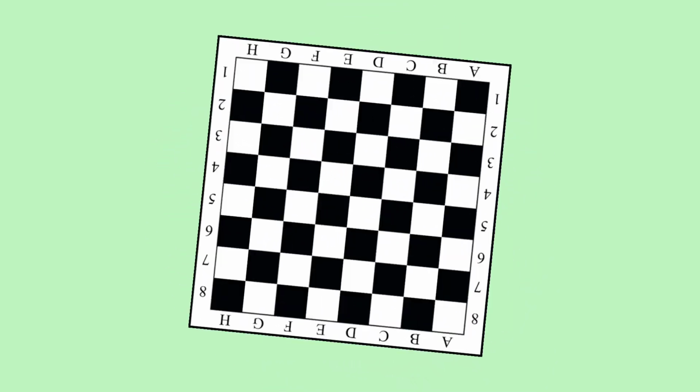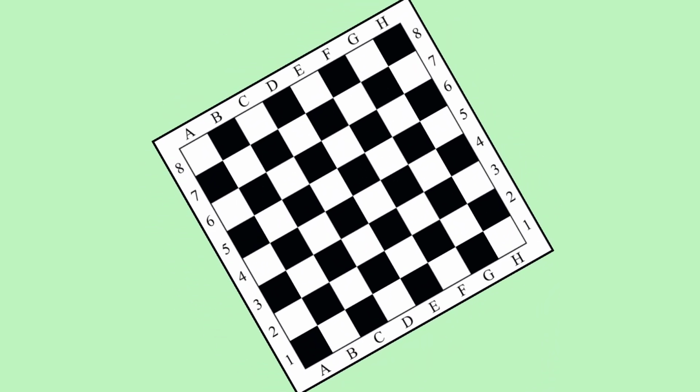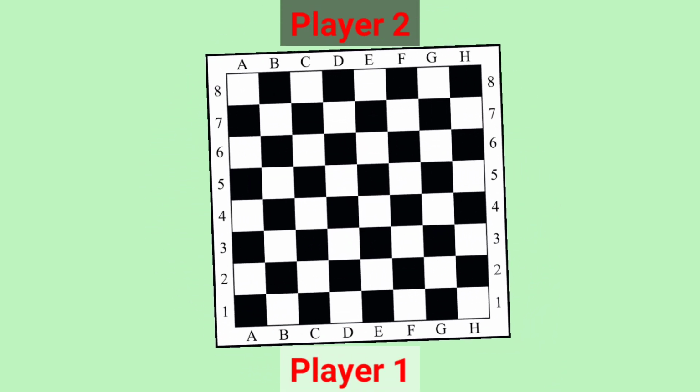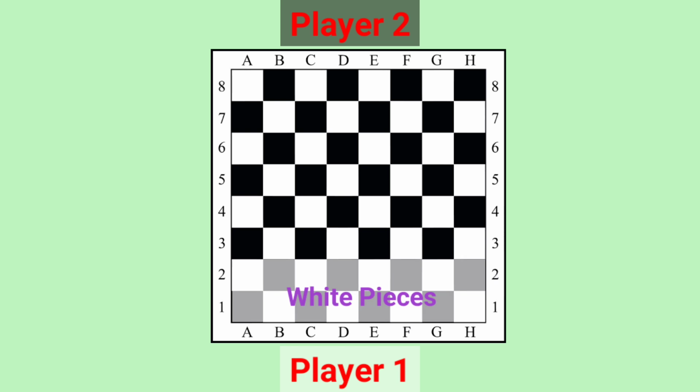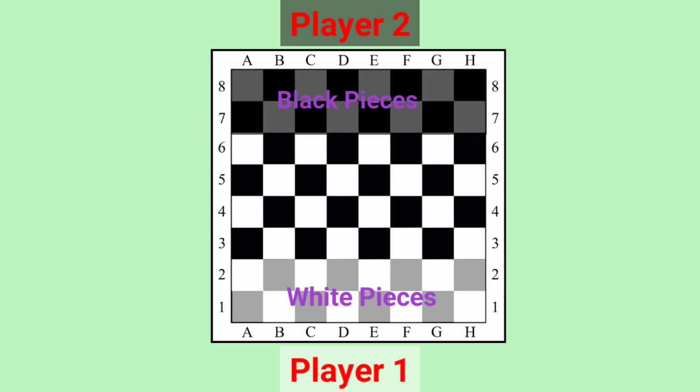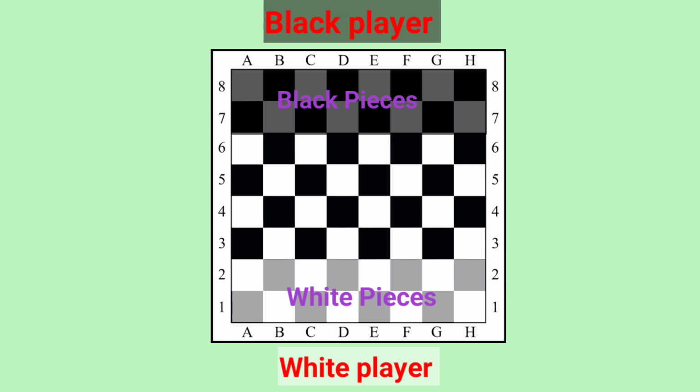You cannot set up the board in any way you want. The board should be placed between 2 players sitting face to face. The board should be placed in such a way that each player has a white square on his right hand. White pieces are placed on the 1st and 2nd ranks, and black pieces are placed on the 7th and 8th ranks. That is, the player on this side of the board is white, so we will call the player on this side the white player, and the player on this side we will call the black player. The same pieces will be placed on the board.